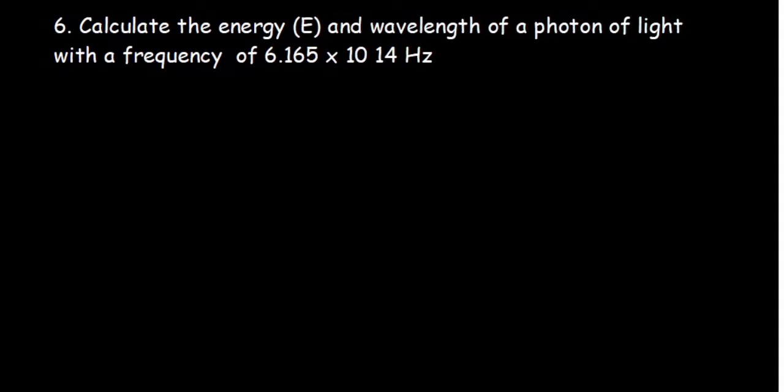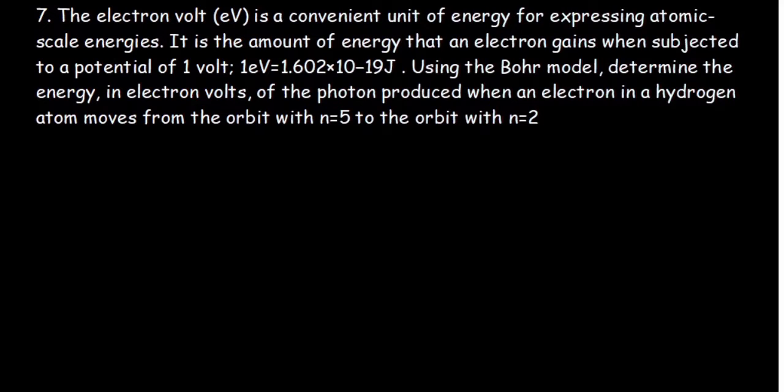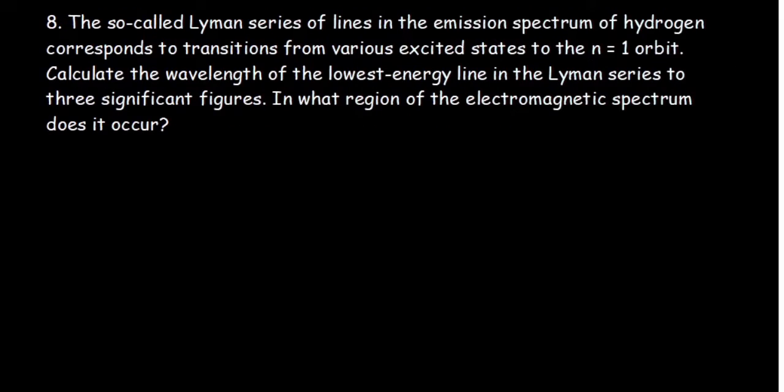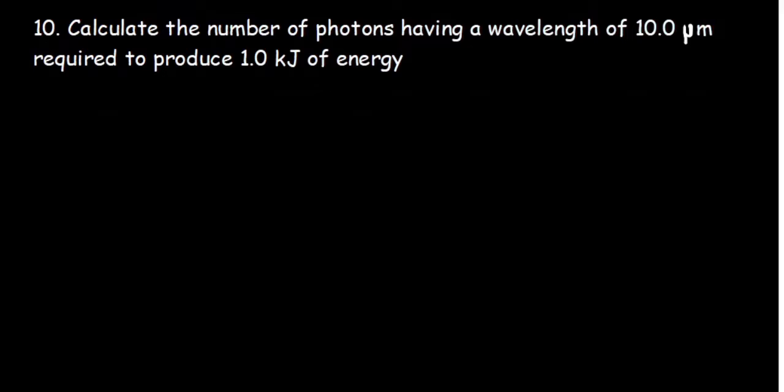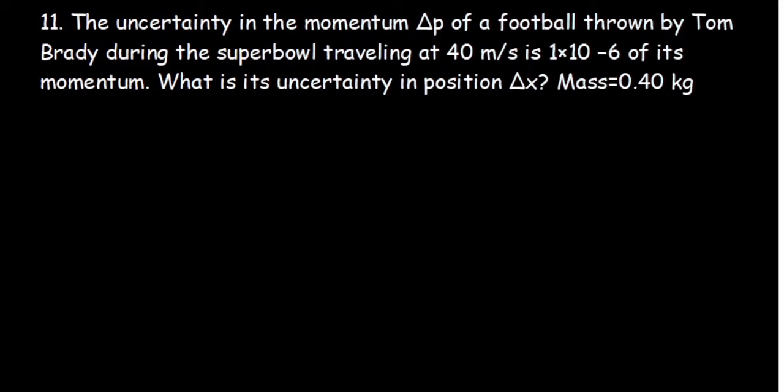We get to talk about the energy of a photon. Then we get to talk about the electron volt conversions into joules. We talk about transitioning of photons. Then we get to talk about, again, the de Broglie wavelength. So calculate the number of photons having a wavelength of that. So this is also trying to assess our understanding of our wave properties.